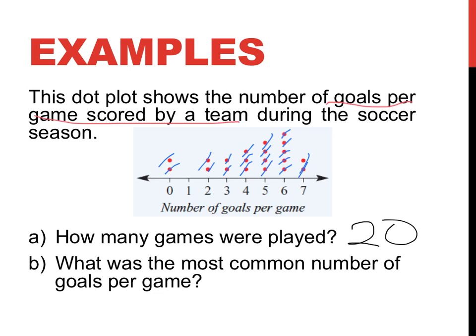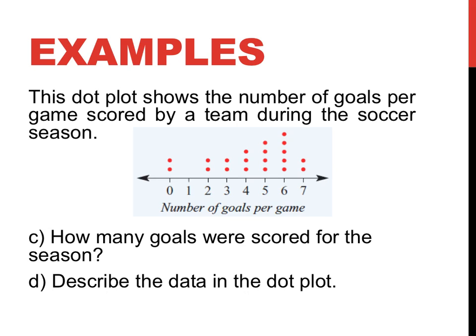Okay, what was the most? Counting all the dots is the hardest thing. Probably the easiest way is looking at the graph and saying which one's the most. What was the most common number of goals per game? Well, 6. They scored 6 in 5 games, so 6 was the most common number of goals scored per game.